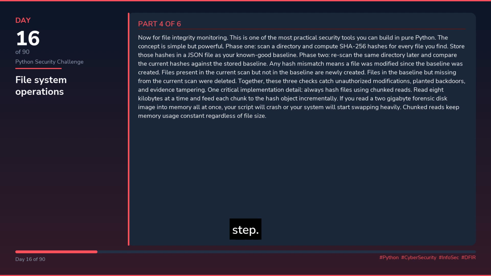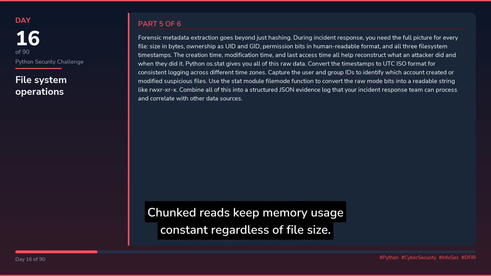One critical implementation detail: always hash files using chunked reads. Read 8 kilobytes at a time and feed each chunk to the hash object incrementally. If you read a 2 GB forensic disk image into memory all at once, your script will crash or your system will start swapping heavily. Chunked reads keep memory usage constant regardless of file size.